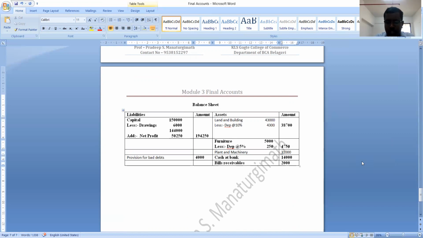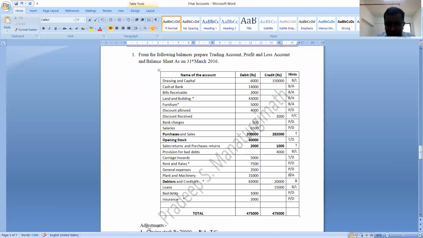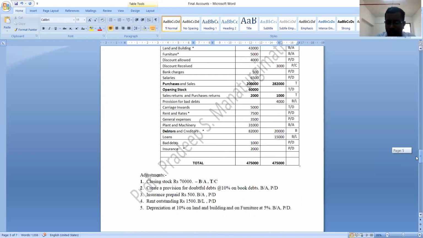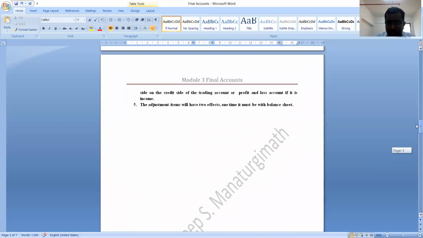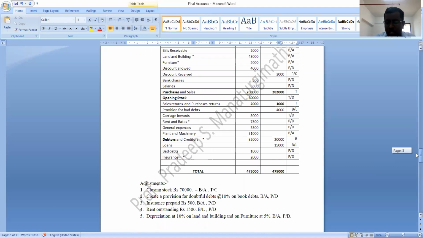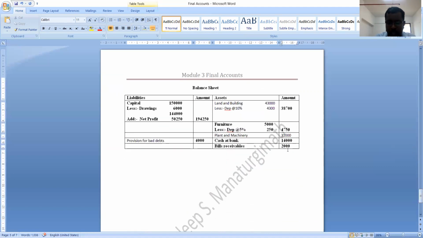Understood? Okay, let us move to the next item. Plant and machinery is done. Now debtors and creditors must be recorded, and there is one adjustment, and we should be careful with that adjustment. How much is the amount of debtors? It is 82,000. Creditors are 20,000. Okay, we'll continue. First we'll record debtors.